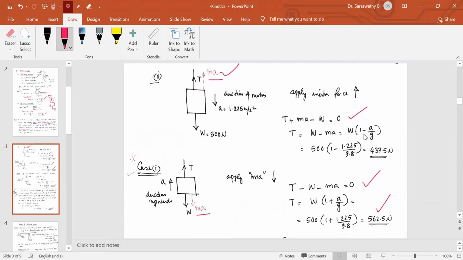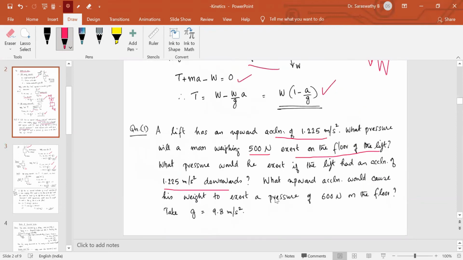Minus ma, or W into 1 minus a by g. So you can see, when the lift is moving upwards for the same acceleration and same weight, the pressure, the tension in the cable, is 562.5, whereas when it moves down, it gets reduced. It is 437.5 Newton.